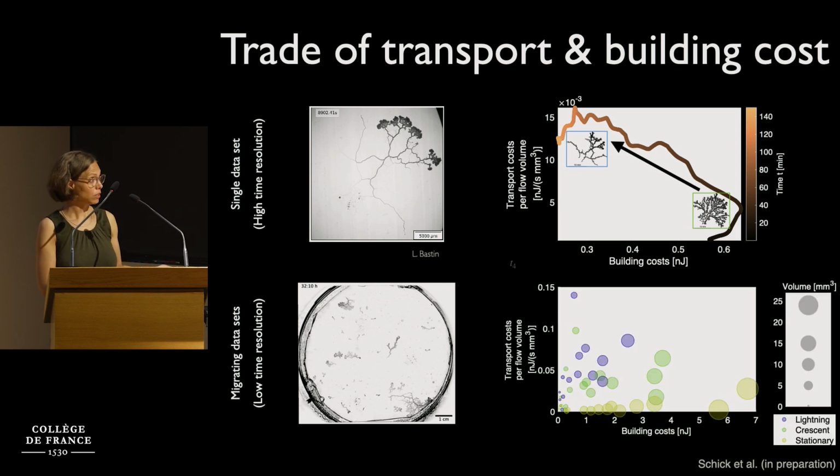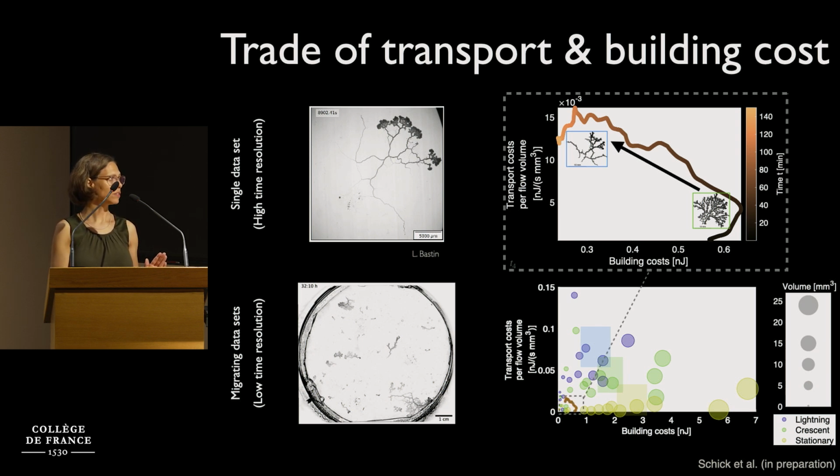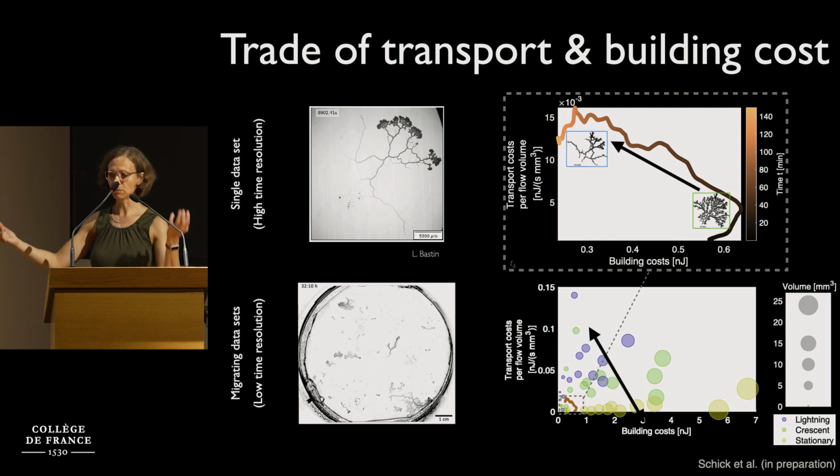And we find the same trend. The crescent shapes are at moderate building costs and moderate transport costs on average, whereas the lightning on average is at higher transport cost but lower building costs, and then the stationary state is at the opposite end, at high building cost and low transport cost. And again, we have this data set also pictured down here. You see there's a bias due to the size of these networks, exemplified by the size of the bubbles, but there is this overall trend that you're trading transport with building cost.